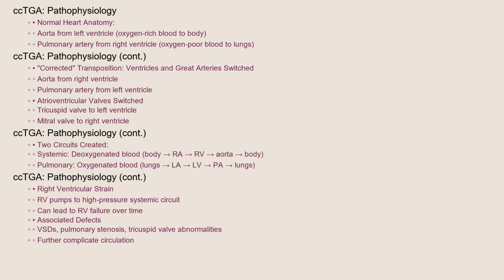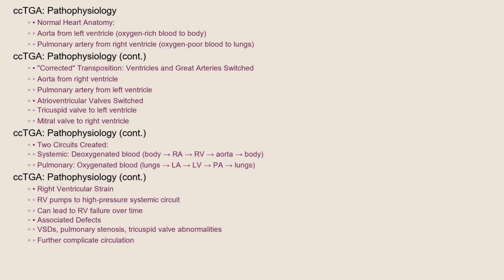Now, let's get into the heart of the matter, the pathophysiology. In a normal heart, the aorta, carrying oxygen-rich blood to the body, arises from the left ventricle. The pulmonary artery, carrying oxygen-poor blood to the lungs, arises from the right ventricle. In CTGA, both the ventricles and the great arteries are transposed or switched. The aorta originates from the right ventricle, and the pulmonary artery originates from the left ventricle.